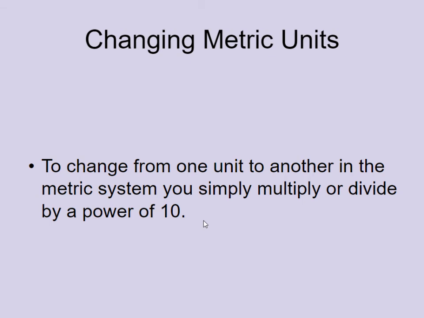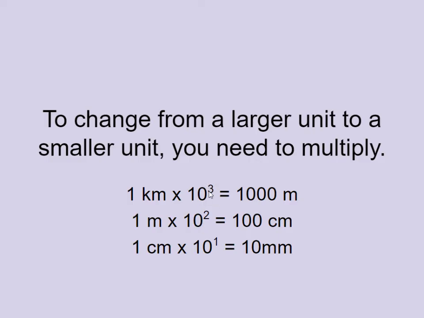So when we change metric units, to change from one to another in the metric system, you multiply or divide by a power of 10. To change from a larger unit to a smaller unit, you need to multiply by a positive power of 10. That means for every 1 kilometer, there are 1,000 meters. For every 1 meter, there are 1,000 millimeters. For every 1 centimeter, there are 10 millimeters. And so on and so forth.